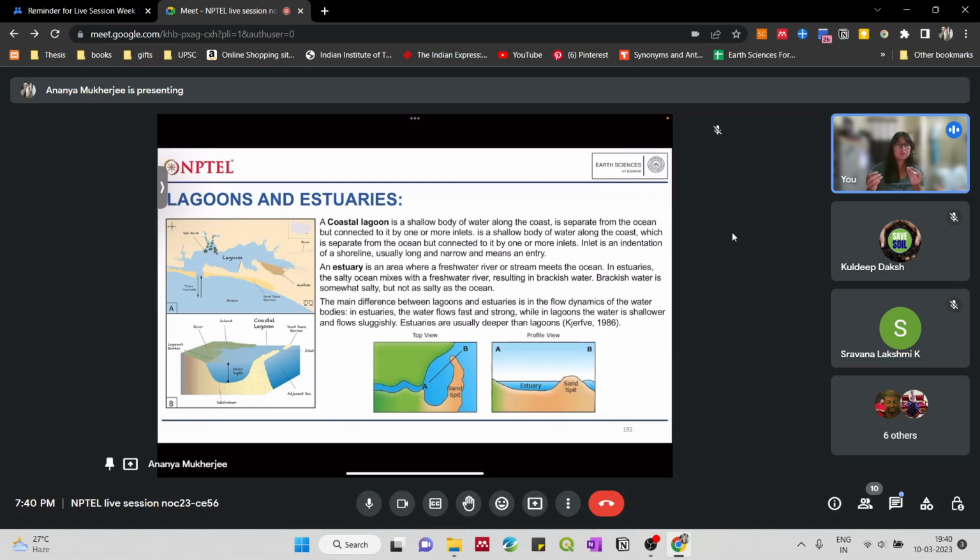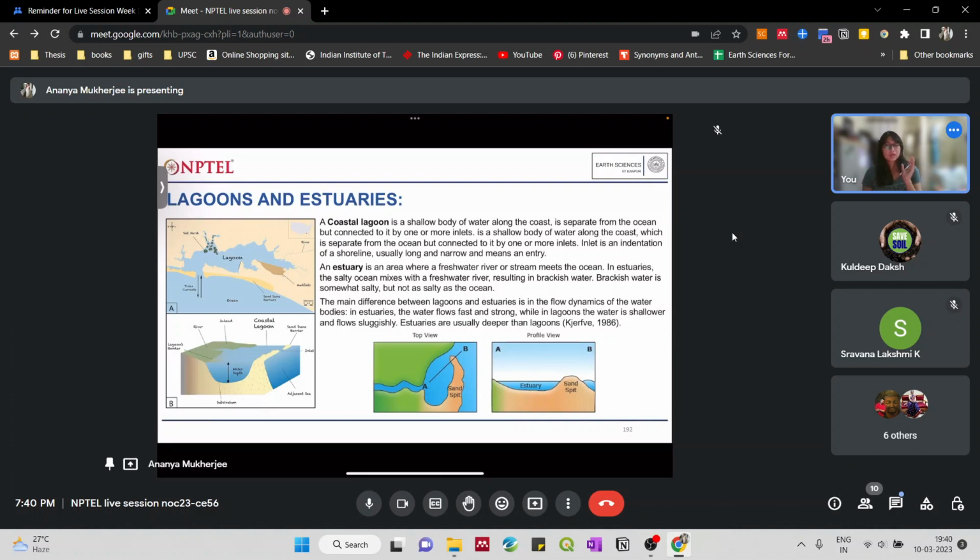A lagoon is mostly salt water, and there could be some input from freshwater rivers into the lagoon, but that is not necessary. As you know, Chilika is one of those lagoons where you have freshwater input as well as seawater input. I think Chilika is called a freshwater lagoon. It is a very unique ecosystem.